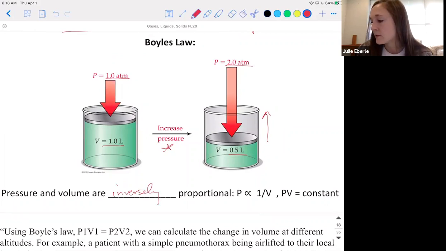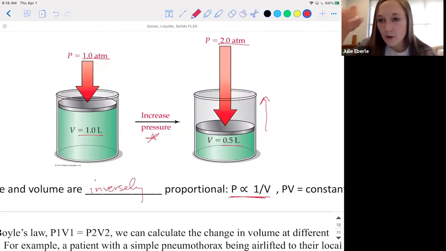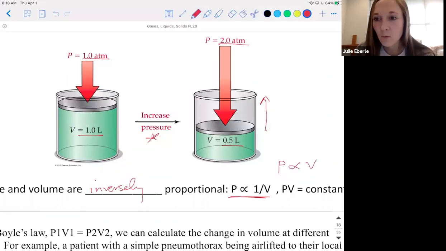So maybe you've seen this kind of notation before. Don't worry about this too much. I'm not going to put something like this directly on the exam, but P and then they do the squiggle is related to 1 over V. That means they're inversely proportional. If P was directly proportional to V, then you would just say P squiggle V. Okay, but it's 1 over V. They're inversely proportional. As one increases, the other decreases.